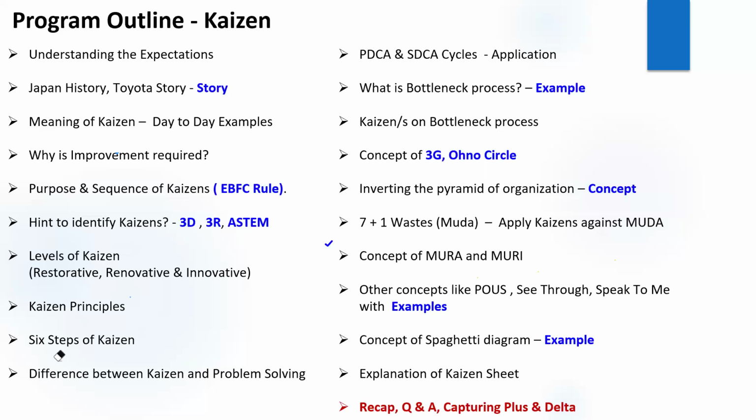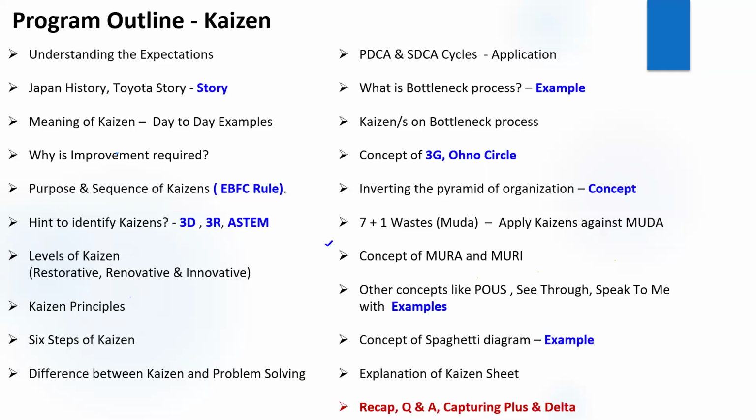Then there is one important concept called 3G. That is a very beautiful concept. These are three Japanese words starting with the letter G, also called 3R in English. So we will see the concept of 3G, the concept of the Uno circle, and then the 7+1 waste we will discuss.